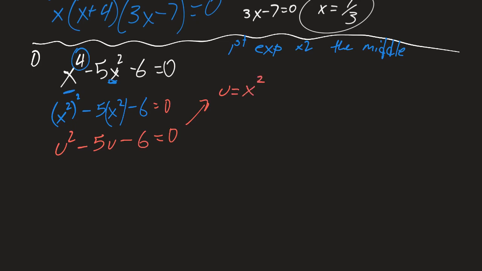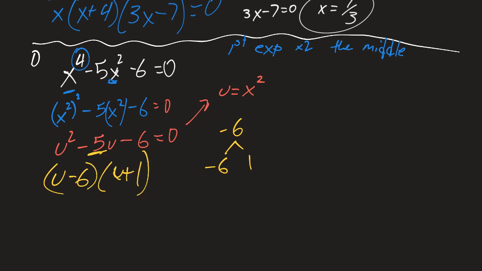Now, this second piece that we've come up with, this u squared minus 5u minus 6, that is very much so something we know how to factor, right? Negative 6, we break it up. We get, hey, negative 6 and 1 is going to come up to that negative 5 that I wanted. And I've got u minus 6 and u plus 1. Okay, and I'm going to write that a little nicer.